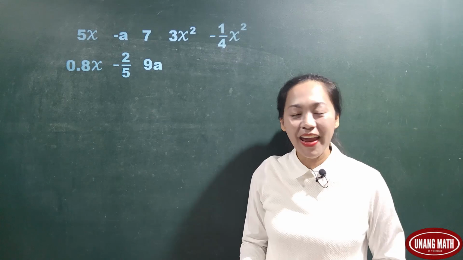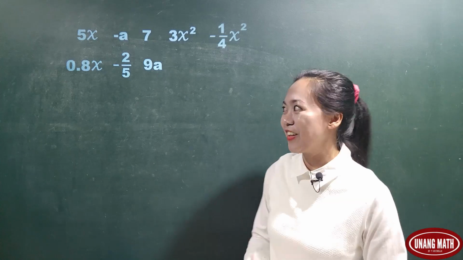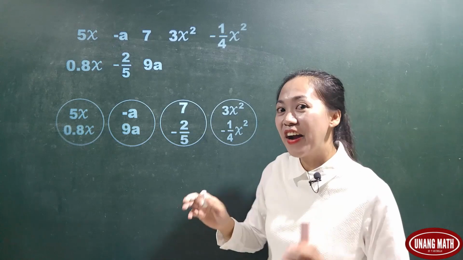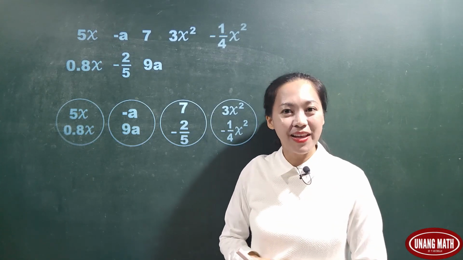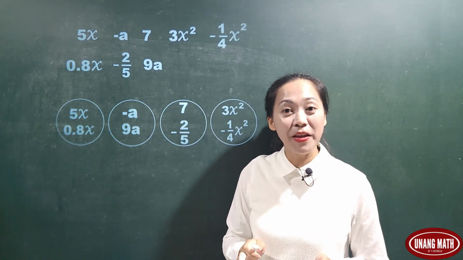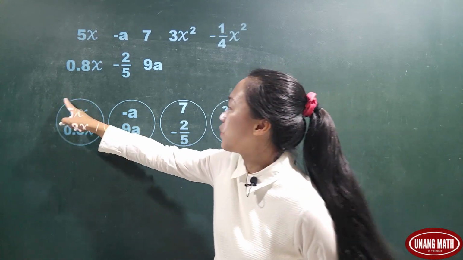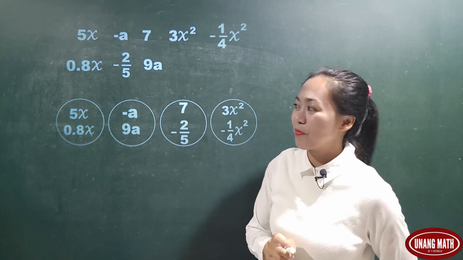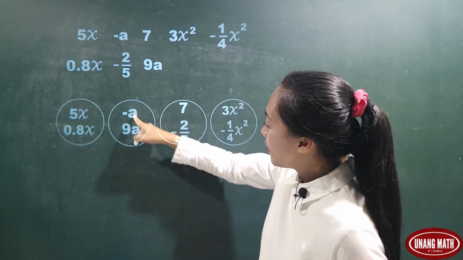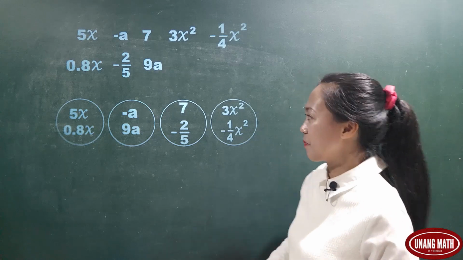Now, let's check those terms that are considered like terms. 5x and 0.8x are like terms. Remember, when we say like terms, these terms have the same variable and degree. Same variable x and same degree, so these two terms are like terms. Another, negative a and 9a. Variable a and same degree, so these are also considered like terms.